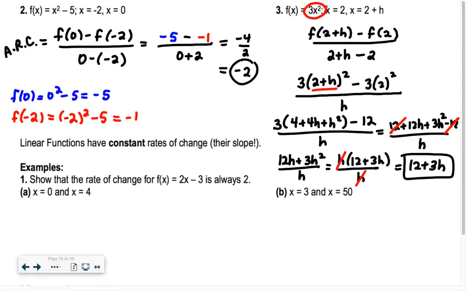All right, so it says show that the rate of change for f of x equals 2x minus 3 is always 2. Does anybody have any guesses on why this average rate of change would always be 2 for this function?